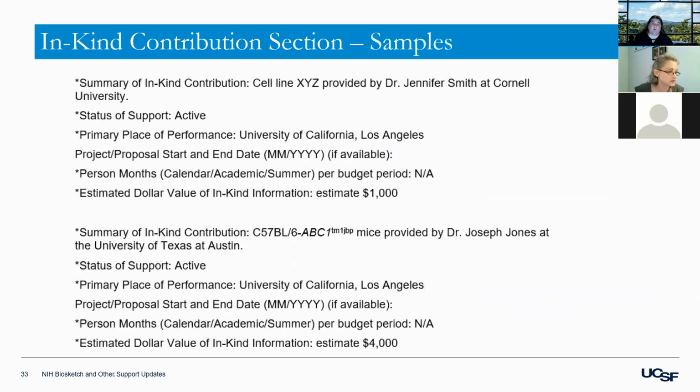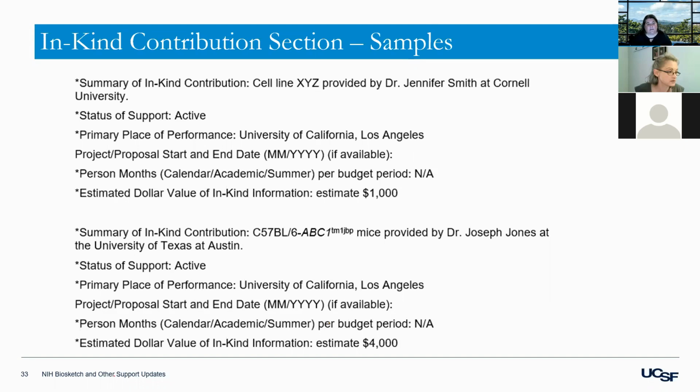Here are a couple examples that they gave in the sample. You can see in the first top example, they're getting a cell line provided. And in the second example, it's a specific mouse strain that's being provided. In both cases, there was no effort and they just had an estimated amount. And you see they just briefly described what they're receiving. Once again, I think this is pretty similar to what we currently were doing with our foreign and domestic resources section. It just now needs to be put into this same in-kind format.